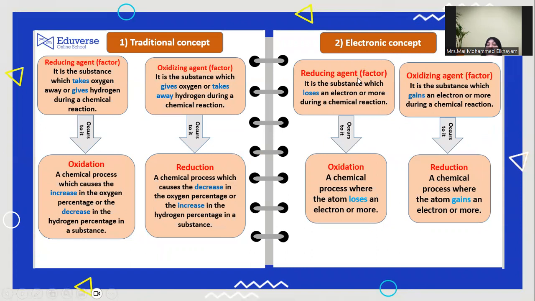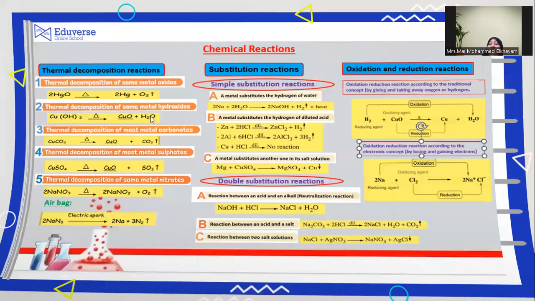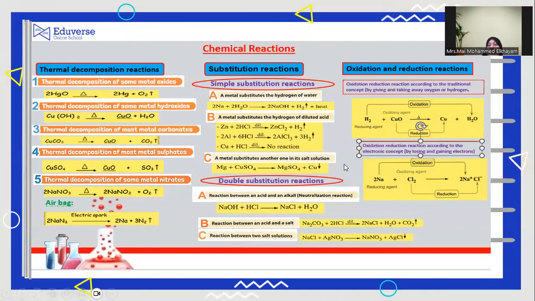According to electronic concept, the reducing agent, or factor, is the substance which loses an electron or more during a chemical reaction, while the oxidizing agent is the substance which gains an electron or more. What will happen to the reducing agent? The opposite to it, oxidation process. It is oxidized, which includes the atom losing an electron or more, while reduction is when the atom gains an electron or more. This is a way to master all of the chemical reactions here. You can take a screenshot of it, or even write it yourself.